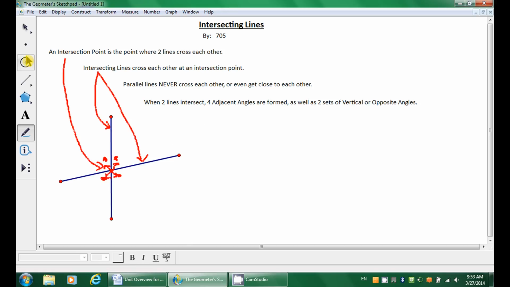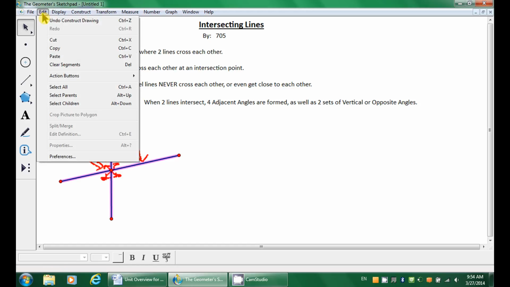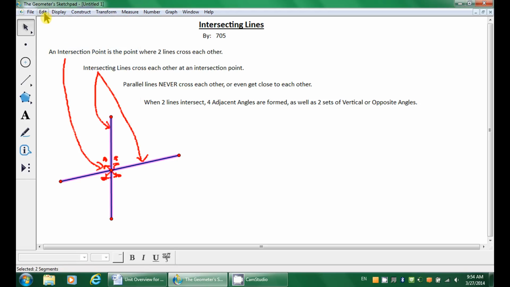So I want you to switch back to the arrow tool, and what I want you to do is click on the two lines. We're going to go to Edit, Copy, Edit, Paste, and we're going to move a copy of our original diagram onto the right side. We'll recreate the intersection point there. Okay, so let's measure the four angles that were created.